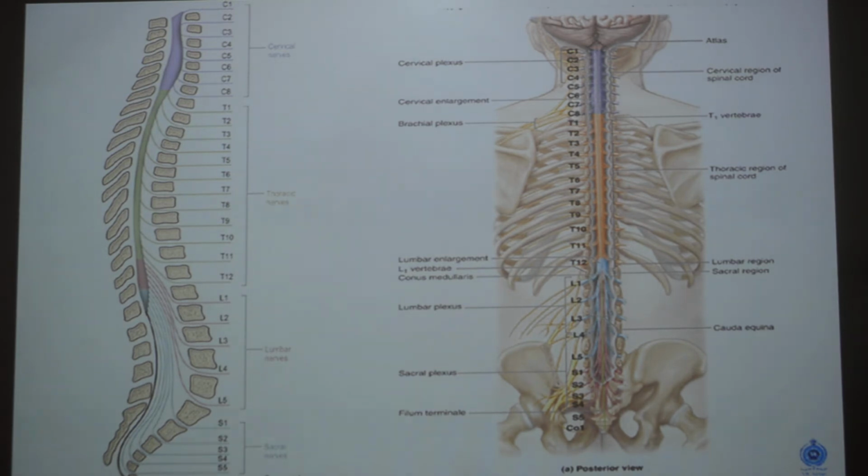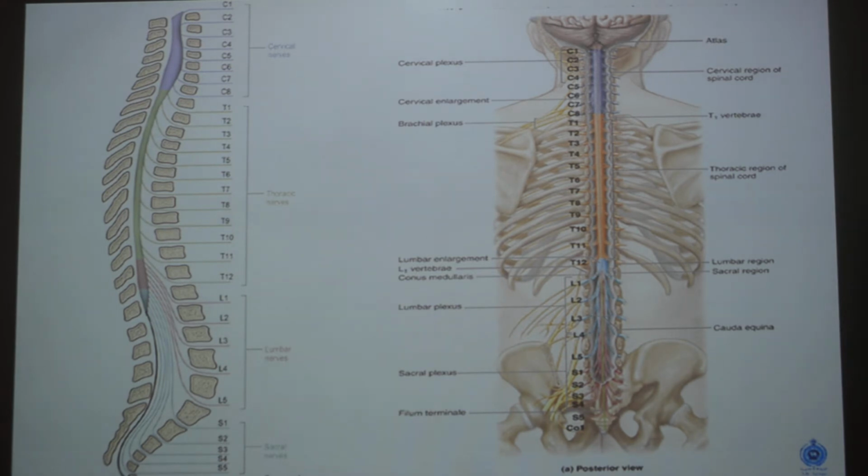But the other important thing is that the spinal nerves exit out between the 2 vertebrae. So it is going to come out from the intervertebral foramen. So between the 2 vertebrae there is a foramen through which the spinal nerves exit out. The first 6 spinal nerves are going to exit out above their vertebral level.